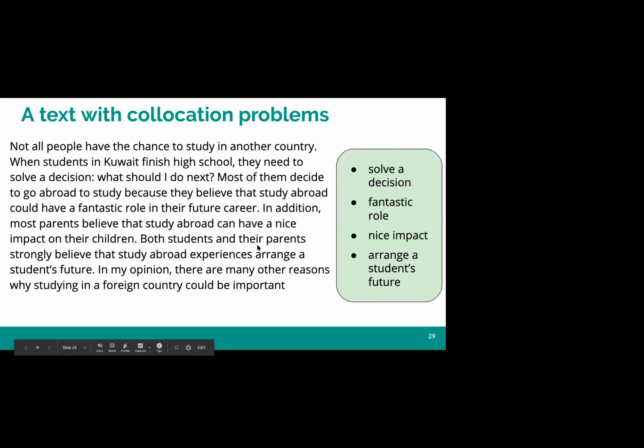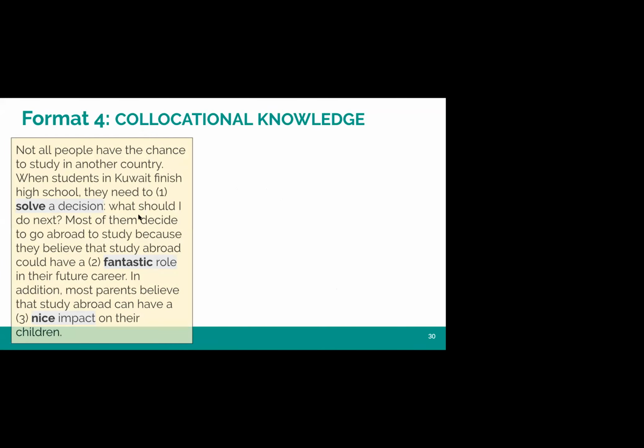So, one way to assess students' productive vocabulary would be to give students a passage that has some incorrect usage of words, especially in the area of collocations, and you highlight them to students, okay? You highlight it to students, something like this. If you want, you can also number this, okay? So number this, and you can also bold the word that needs to be replaced, okay? So let's say here, a student needs to replace the word solve, here, fantastic, and here, nice.